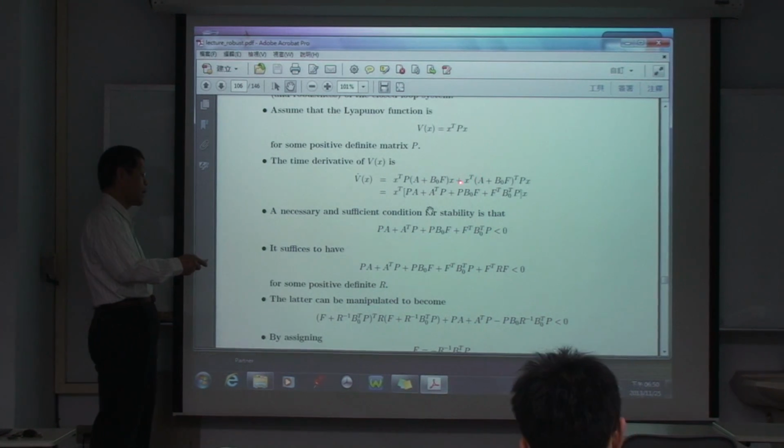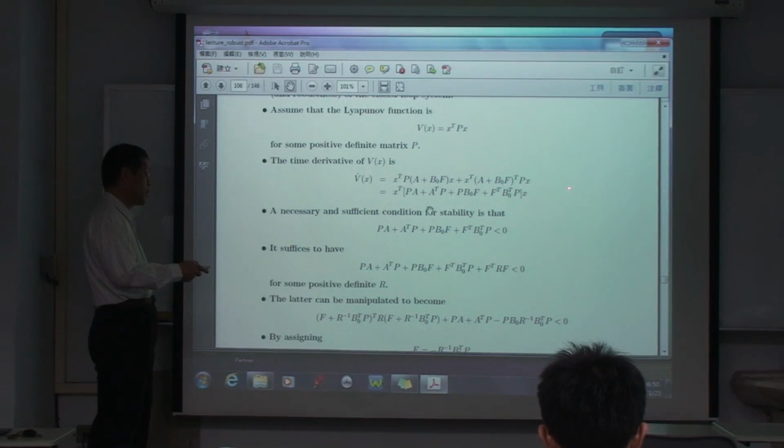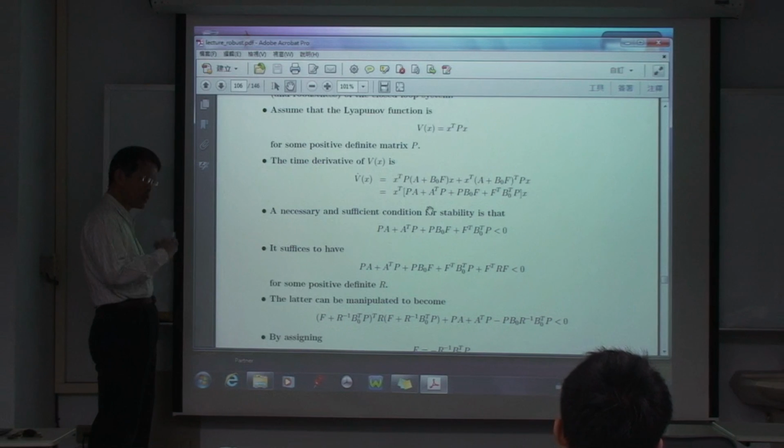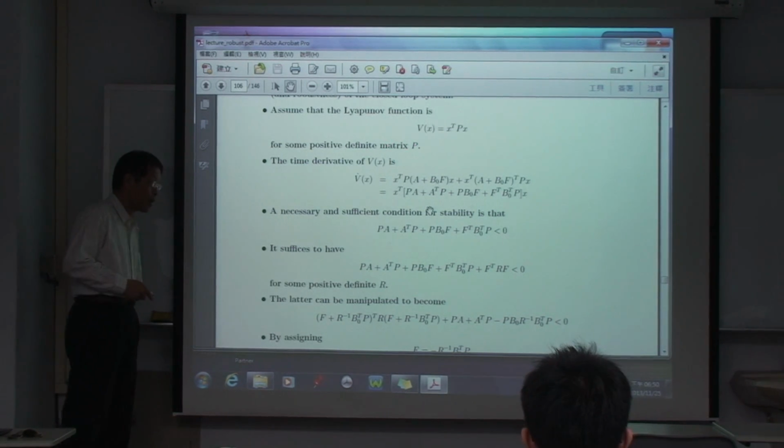And similarly, if we take x dot transpose P x, then you have this. And through rearrangement, you will end up with this kind of property. So suppose this particular function is less than 0, then the system will be stable. And this P is a positive definite matrix.